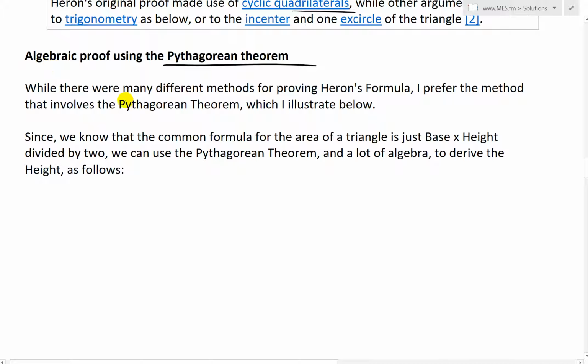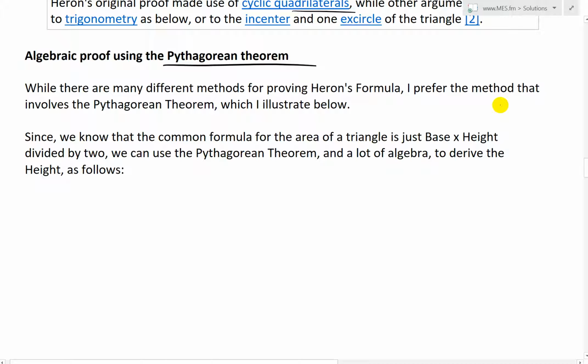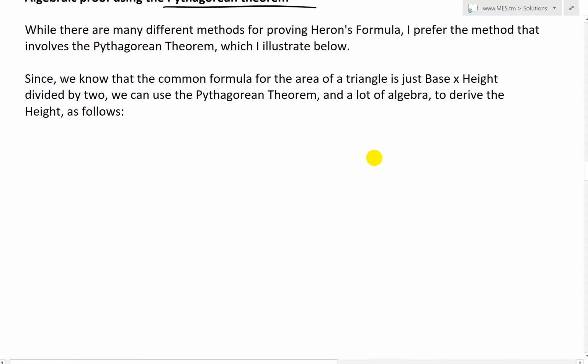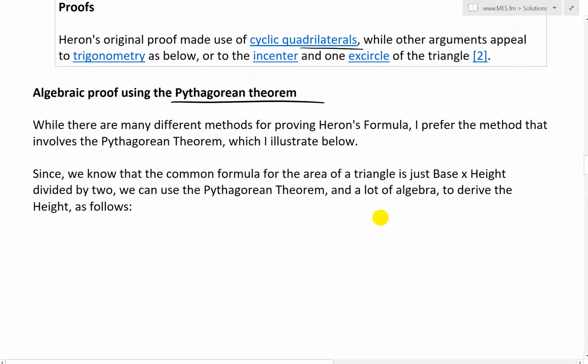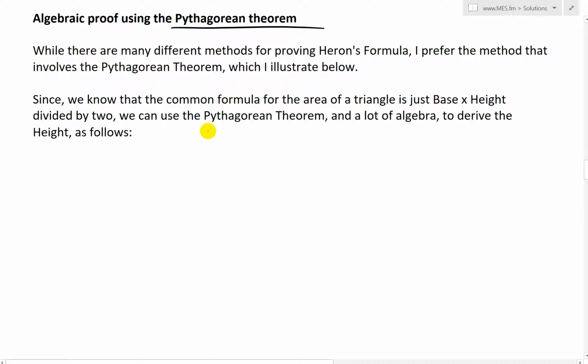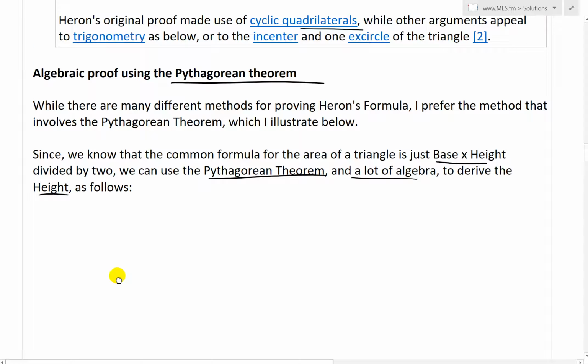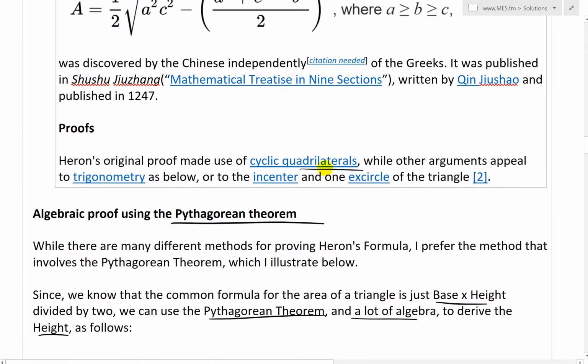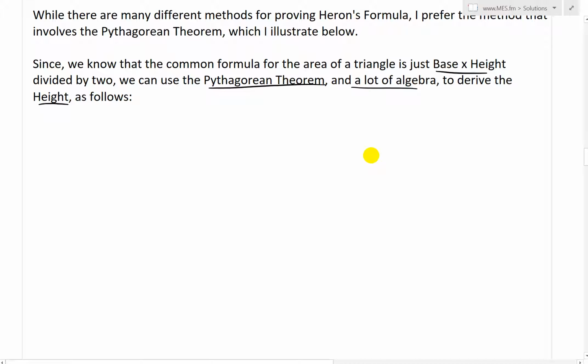While there are many different methods for proving Heron's formula, I prefer the method that involves the Pythagorean Theorem, which I illustrate below. Another note: since we know that the common formula for the area of a triangle is just base times height divided by 2, we can use the Pythagorean Theorem and a whole lot of algebra, as I'll show, to derive the height, because we know the base. And the base is just one side of the triangle, whichever one we choose to set the height about.